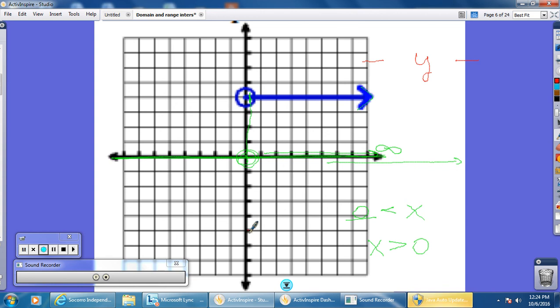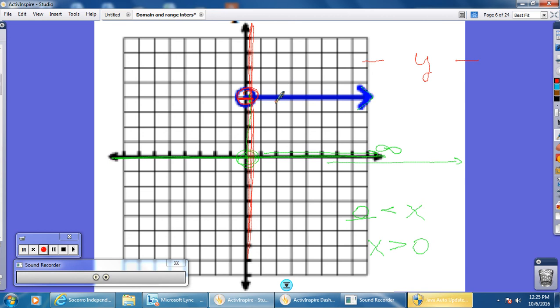All right, so my range is on the y-axis. Now here I come. I'm going to come out from the bottom. Boom! I'm going to hit the range right here on the y-axis. Okay? It's an open circle.